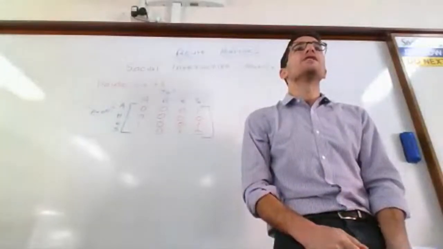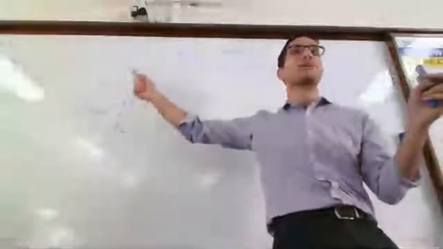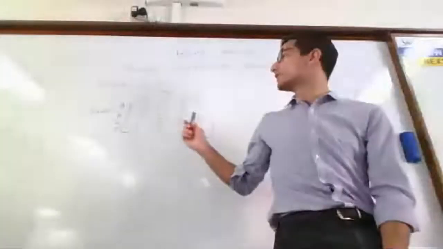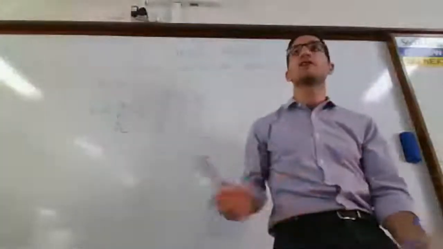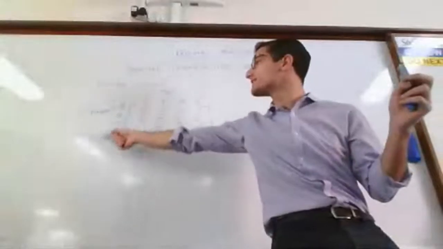For any of those, I could do the exact same thing and make a social interaction matrix. It would be as if the "from" goes up and down the side there and the "to" goes across the top there.